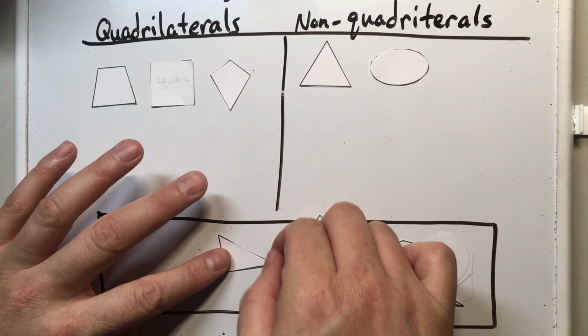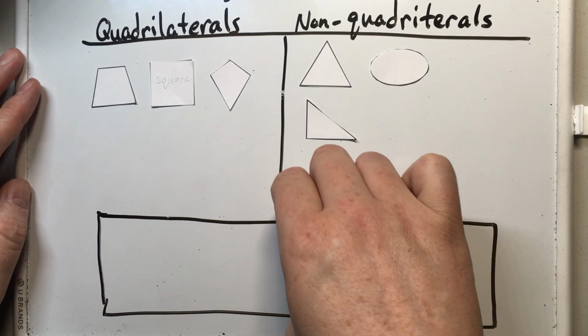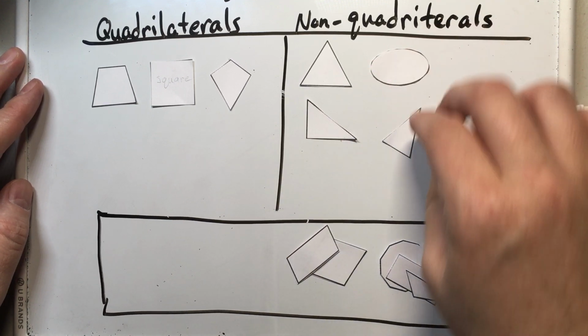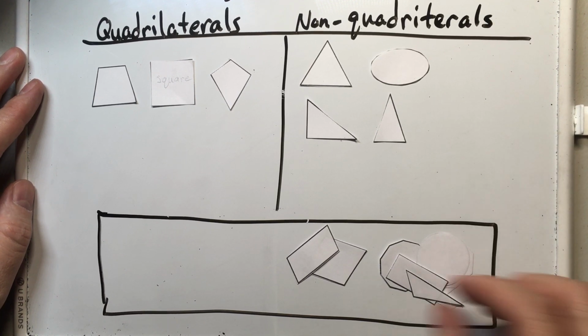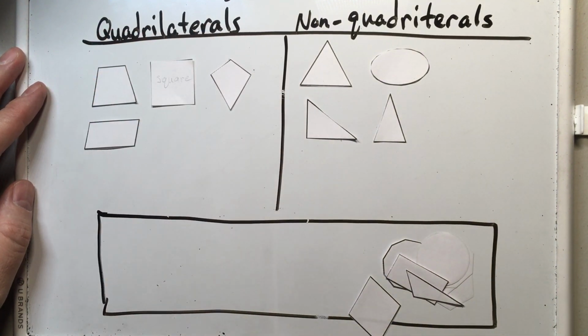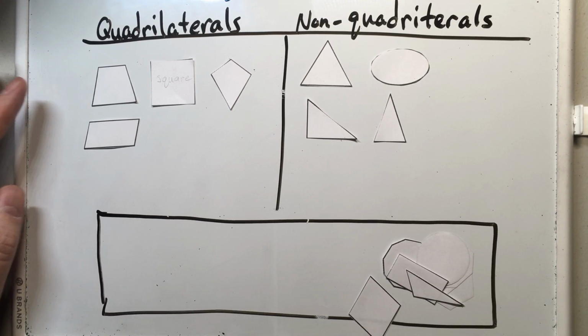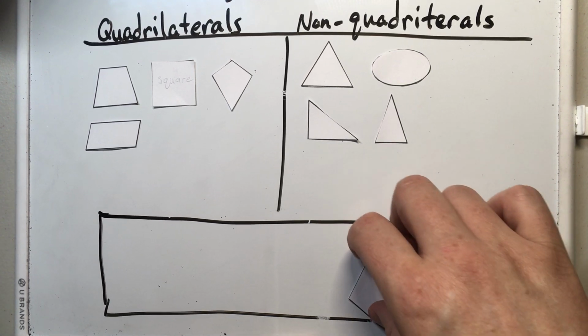Okay, so here it looks like I have a right triangle, which is a non-quadrilateral. I have my scalene triangle, which is a non-quadrilateral. I have my parallelogram, which is a quadrilateral because it has 4 sides. Notice how I'm repeating this over and over. When you understand this stuff, it's a lot of repetition and repeating it to yourself as a way to drill it in your brain, basically.